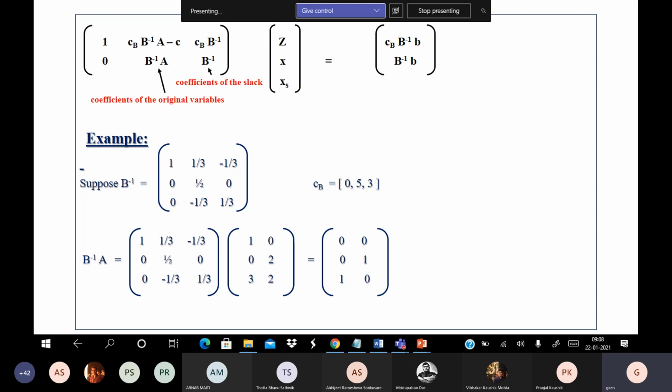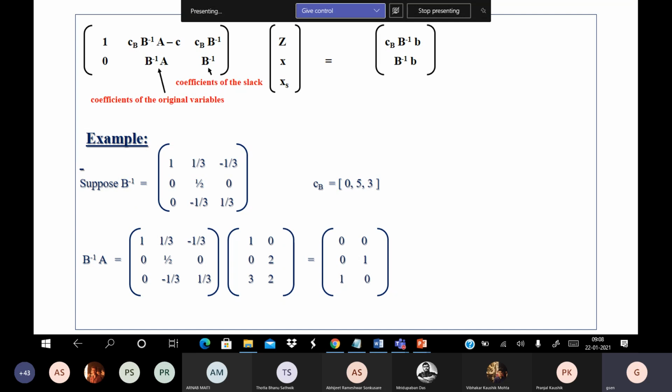Which is quite logical, because from one iteration to another we just change the base. One variable enters the base, one variable leaves the base, so your base changes. The moment your base changes, your B inverse will change and your CB will also change, right?